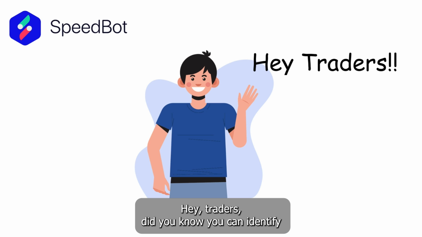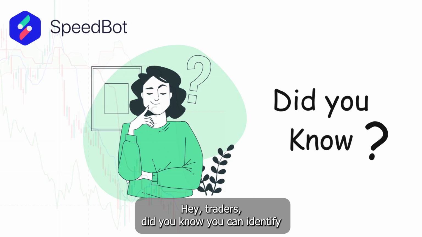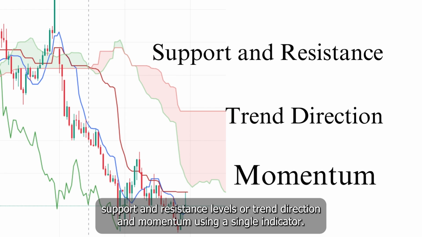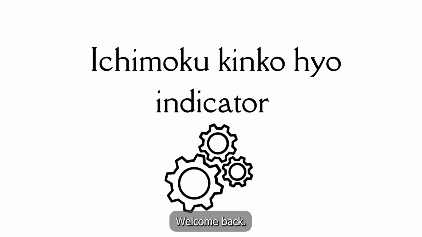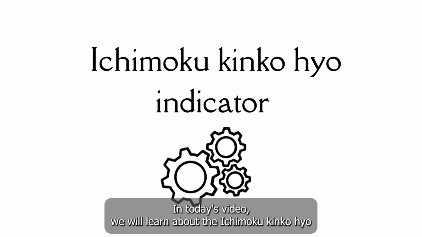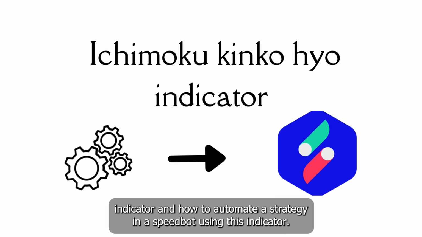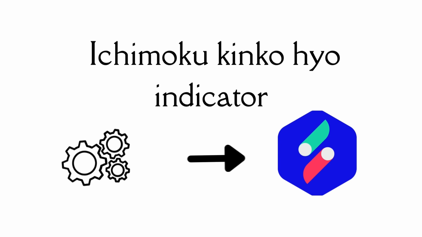Hey traders! Did you know you can identify support and resistance levels or trend direction and momentum using a single indicator? Welcome back. In today's video, we will learn about the Ichimoku Kinko Hyo indicator and how to automate a strategy in a SpeedBot using this indicator.